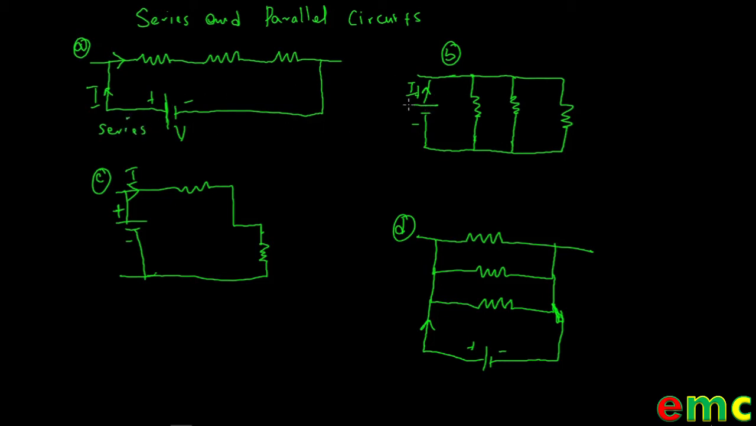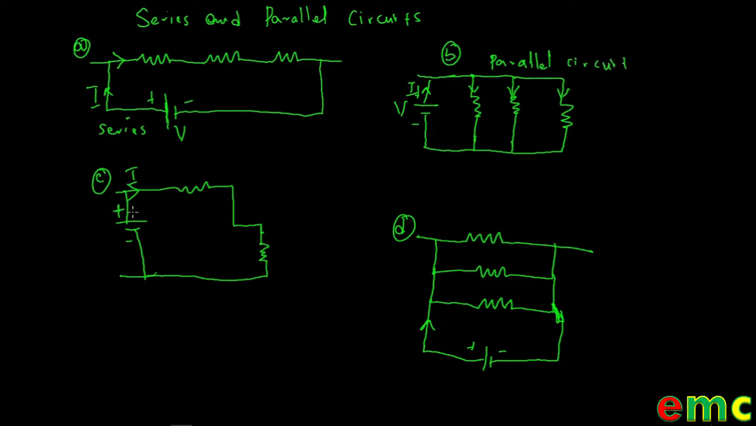Look at this kind of circuit. If we have a current flowing out of this voltage source, one current can flow into this branch, another current can flow into this branch, another current can flow into this branch. So this kind of circuit is termed a parallel circuit because there are multiple paths for current flow.